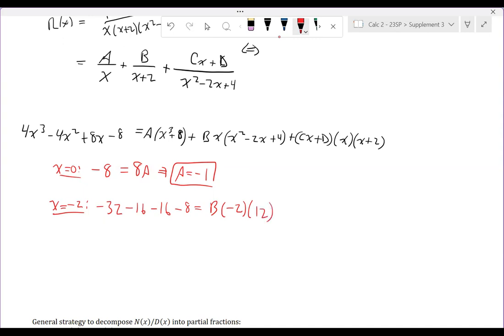Okay, so a little arithmetic to do here. So I have -64 minus 8 is -72 equals -2 times 12b. So I can see the -2 is going to divide out and give me a 36, and the 12 is going to divide out and give me a 3. So I get b equals 3.